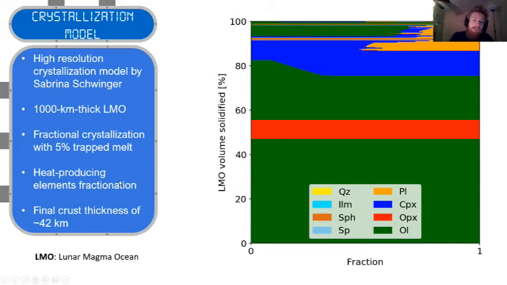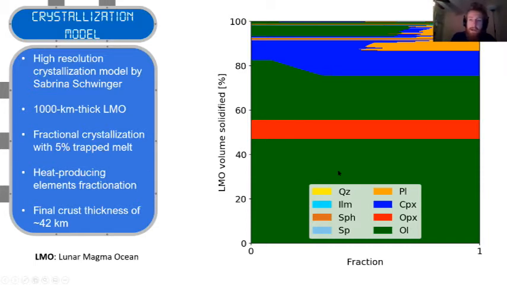She also computed the fractionation of heat-producing elements. So heat-producing elements are incompatible, which means that they preferentially remain within the liquid. And actually here, the assumption was that they only stay in the liquid, which means that they only enter the solid part of the mantle, which we call the cumulates, through this 5% trapped melt.